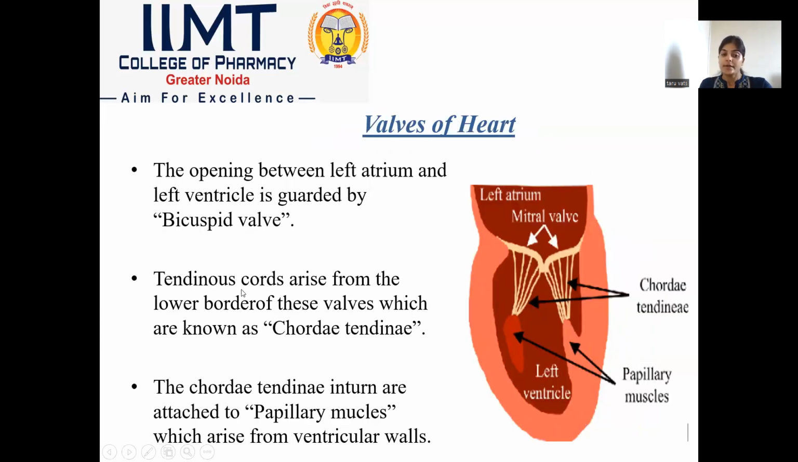Now, tendinous cords arise from the lower border of these valves. Here you can see in this image, this is the mitral valve. From the border of this valve, tendinous cords arise. Tendinous cords are also known as chordae tendineae. These chordae tendineae are attached to papillary muscles, and these papillary muscles arise from the ventricular walls.